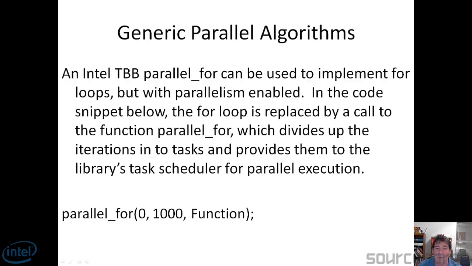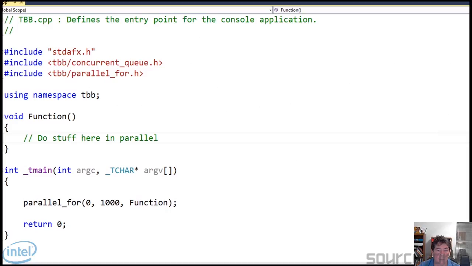So we have a code snippet below, and it's really simple. The for loop here again is replaced by the parallel_for, which divides up the iterations into tasks and provides them to the library's task scheduler for parallel execution. Here you see parallel_for, it will count from 0 to 1000, and where it says function, that's a function that I will create in just a minute, and it will call that function.